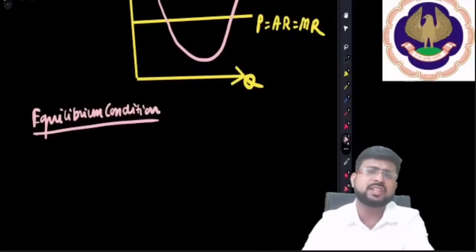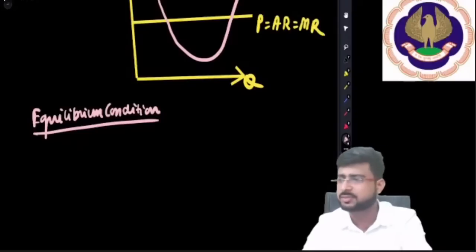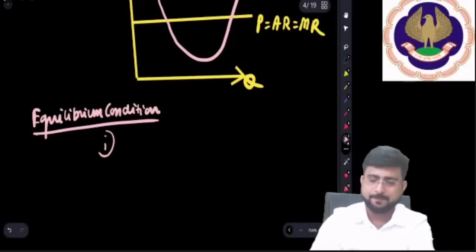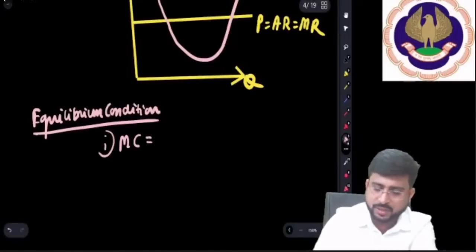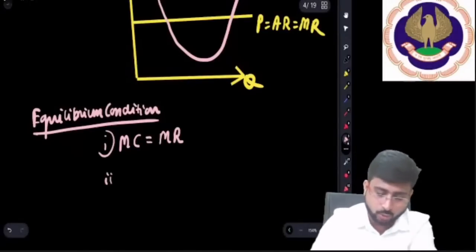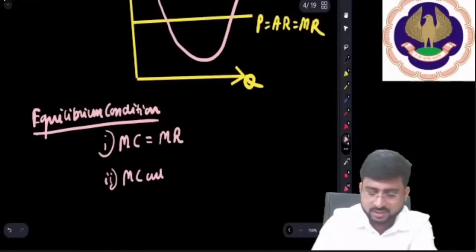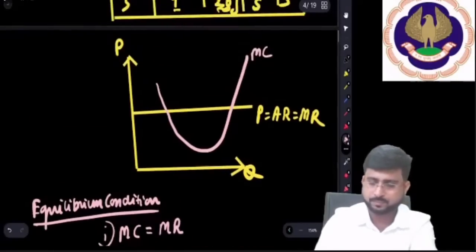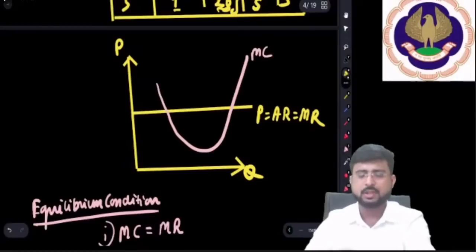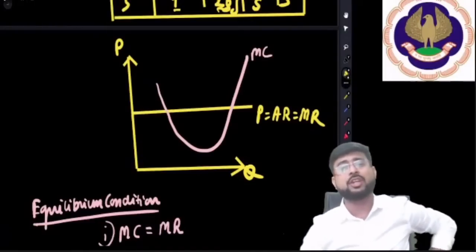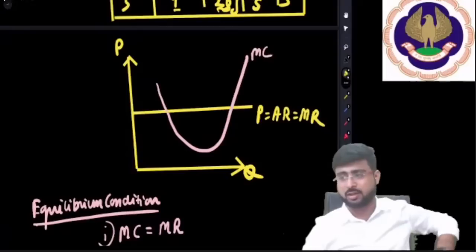And sir, we have studied this in our last classes as well. Yes, the two equilibrium conditions are, please pay attention, that equilibrium is achieved by the seller when, number one, marginal cost equals marginal revenue, and number two, MC cuts MR from below. I'll tell you what I'm talking about. In this diagram, you know the marginal cost curve is U-shaped. Now don't ask me why. Because of the law of variable proportions. We have done it in production.